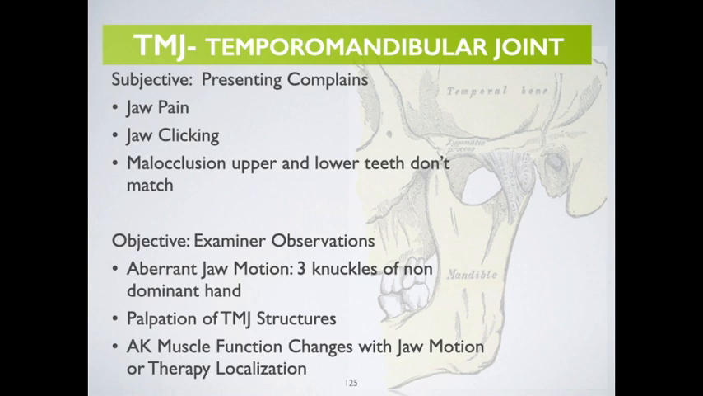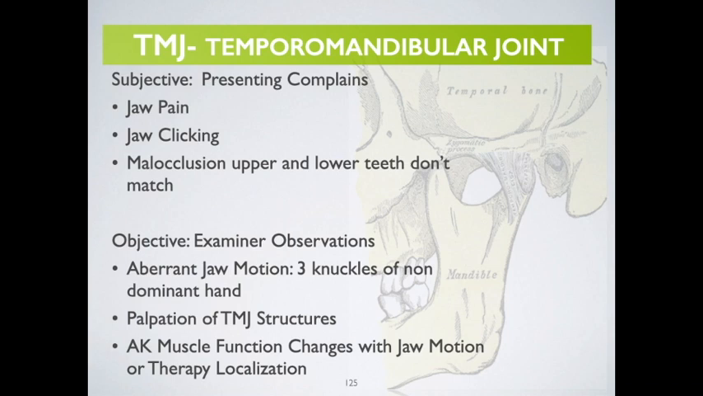Some general objective findings, examiner observations, could be obvious aberrant jaw motion. You can have the patient open and close their jaw slowly, and then you can have them open and close while you palpate the TMJ joints themselves. Now, jaw opening, on average, a person should be able to open their jaw and put in 3 knuckles of their non-dominant hand, and that's a really quick screen to see if they're not opening far enough.